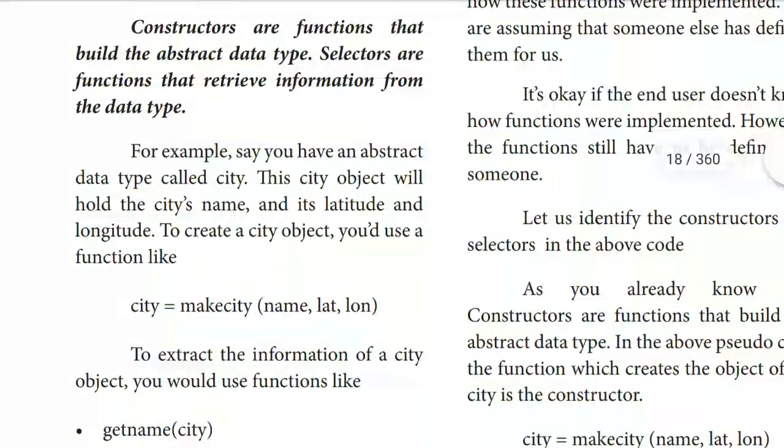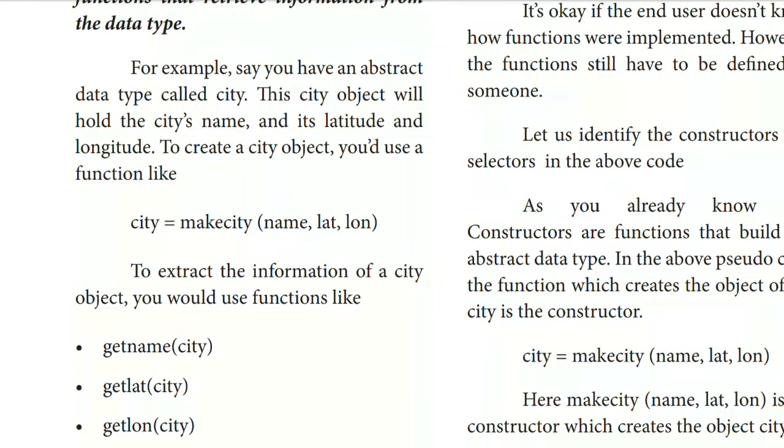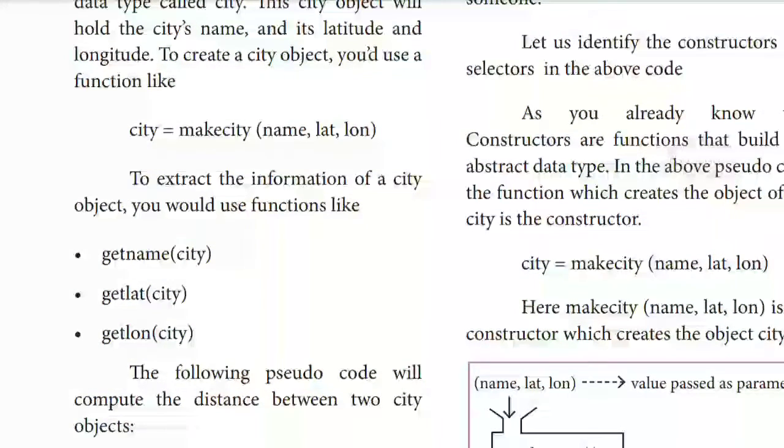For example, say you have an abstract data type called city. The city object will hold the city name and its latitude and longitude. To create a city object, you would use a function like city equal to make city of name, latitude and longitude. To abstract information from the city object, you would use functions like get name, get lat, and get long.